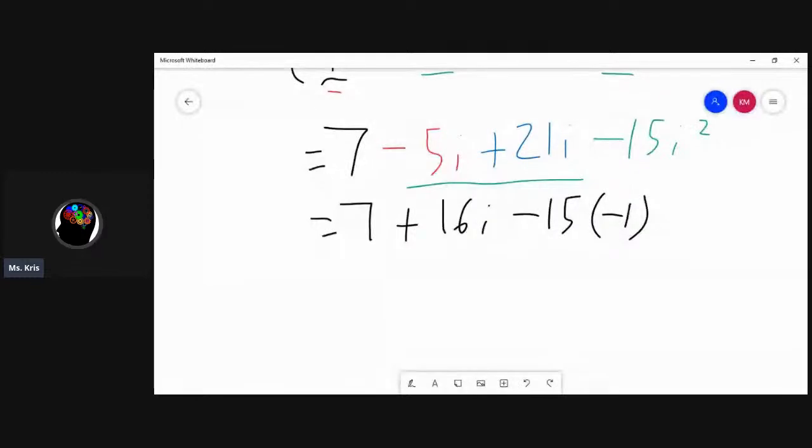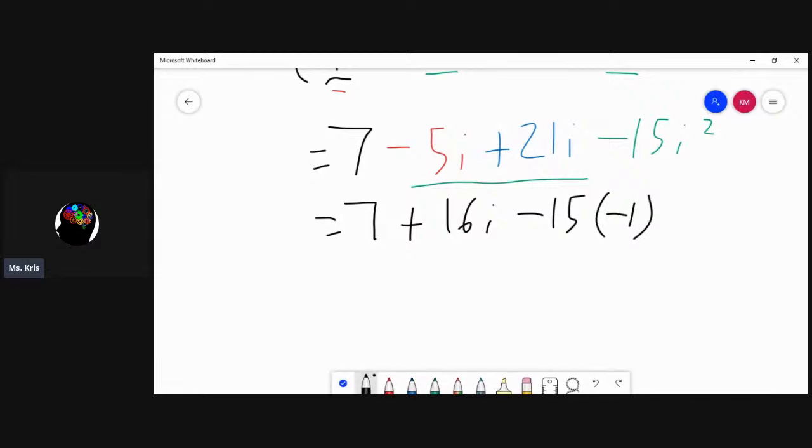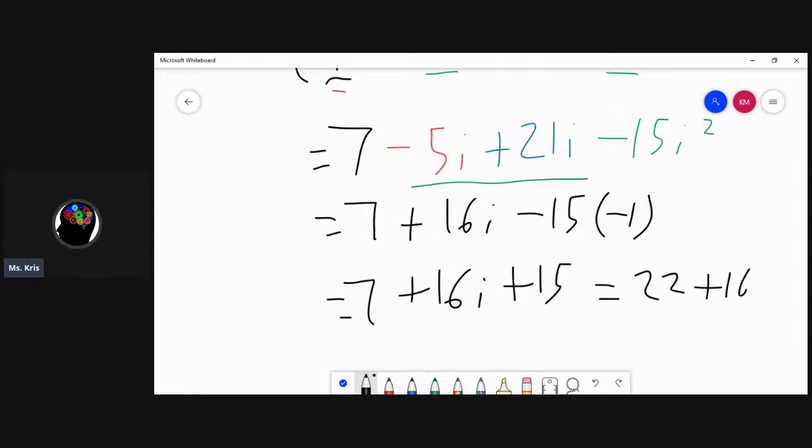And of course, I have 7 plus 16i plus 15, because negative and negative makes positive. Therefore, you have a 22, because 15 plus 7 is 22, plus 16i.